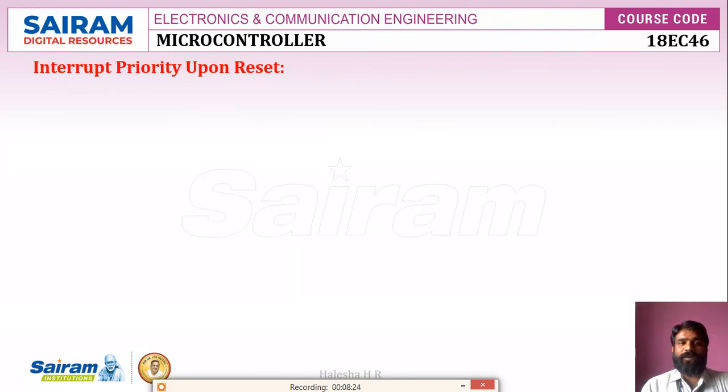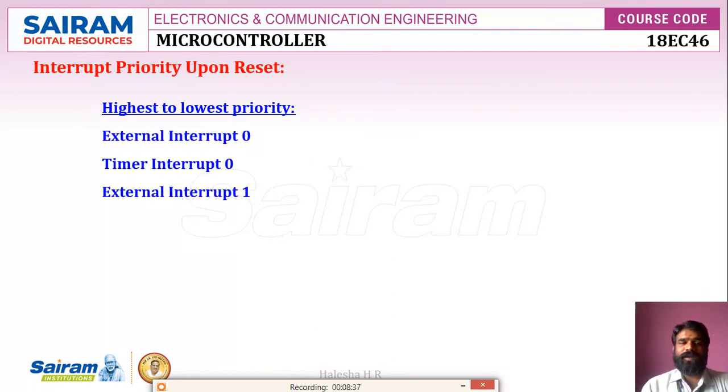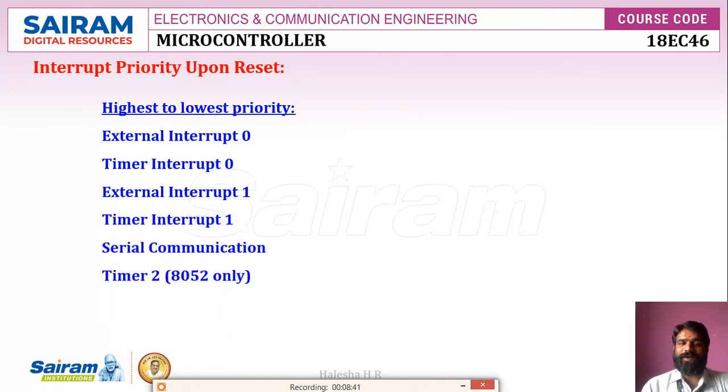Now, interrupt priority upon reset. That means whenever the reset occurs, the priority list will be from highest to lowest: first, highest is external interrupt 0, then timer 0, external interrupt 1, timer 1, serial communication. This is the priority level. At last, timer 2 interrupt.